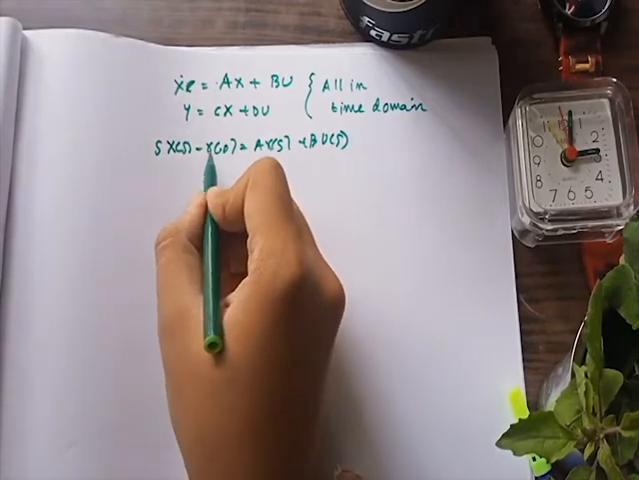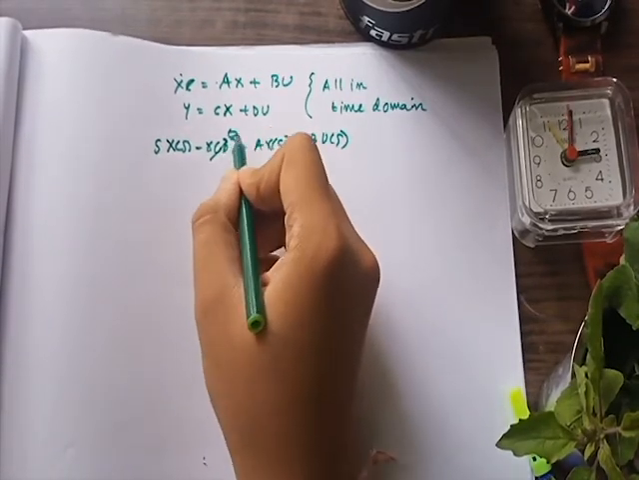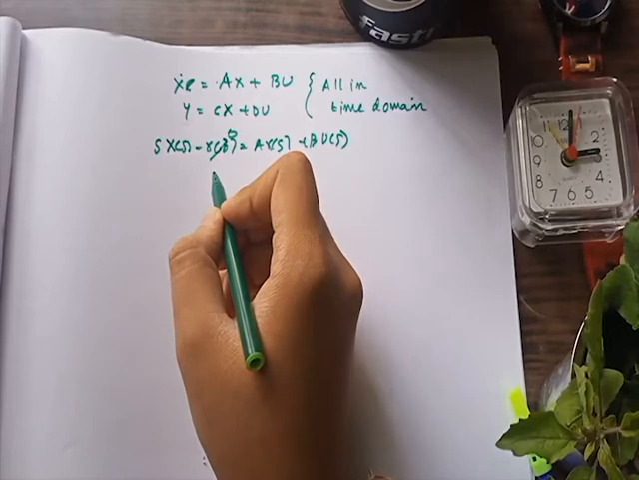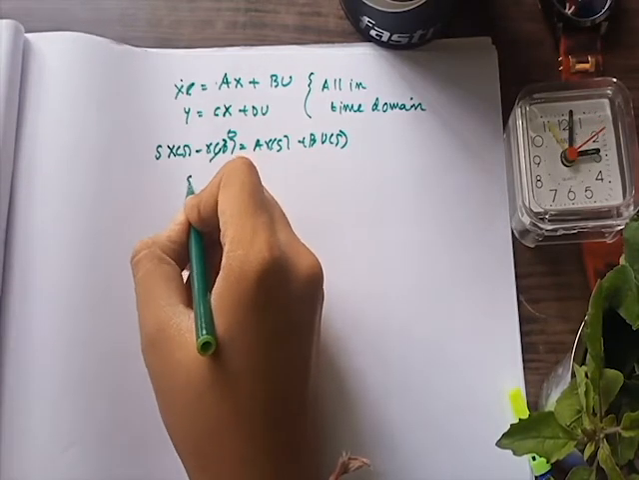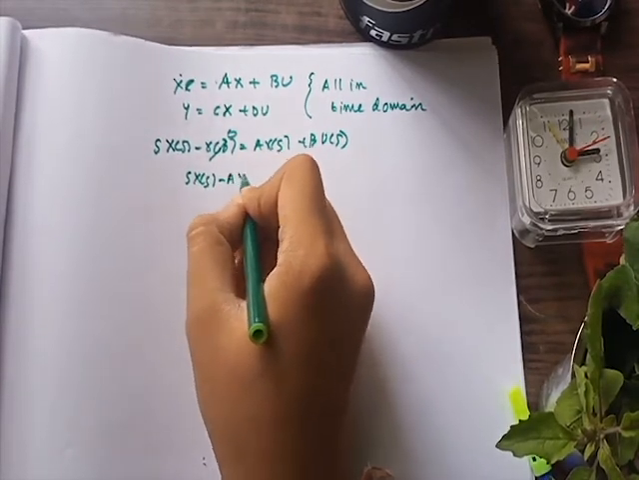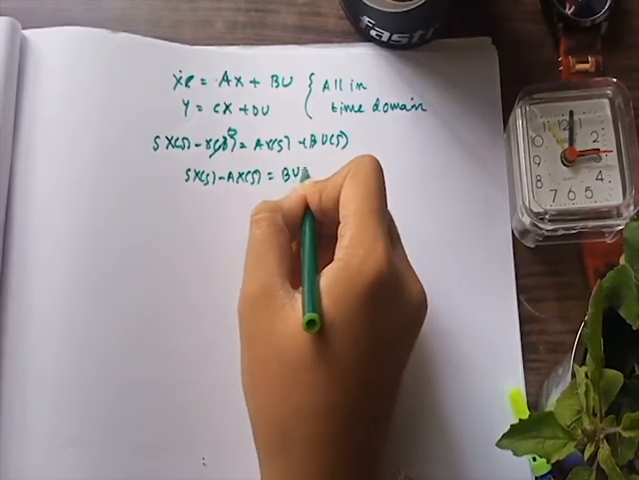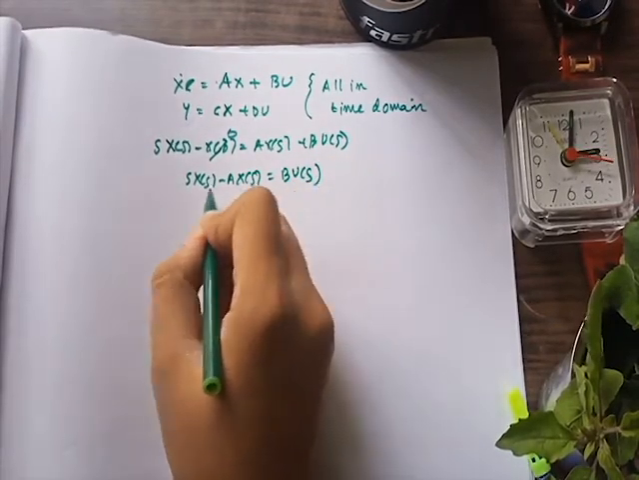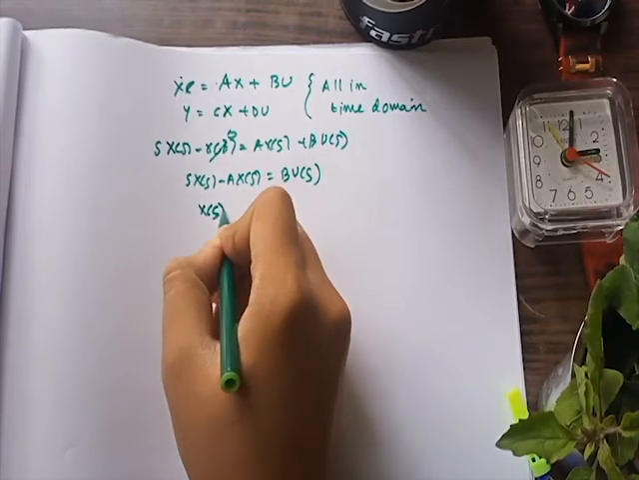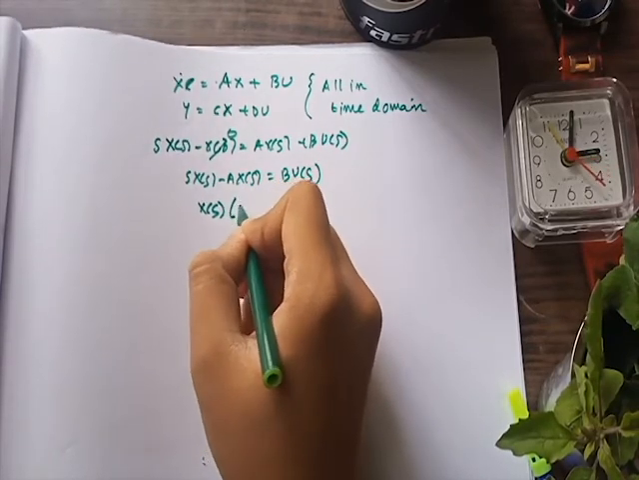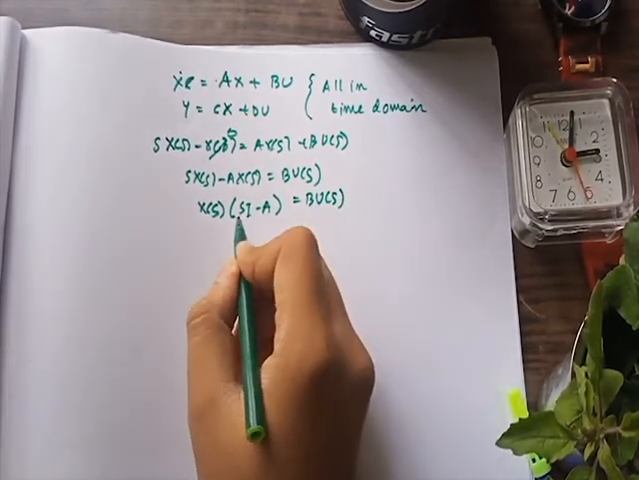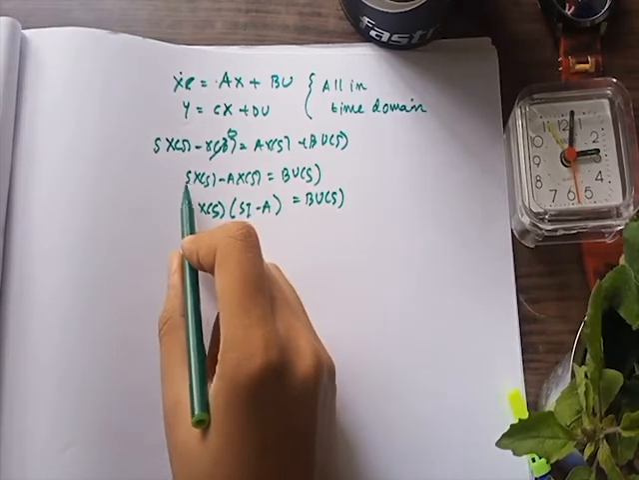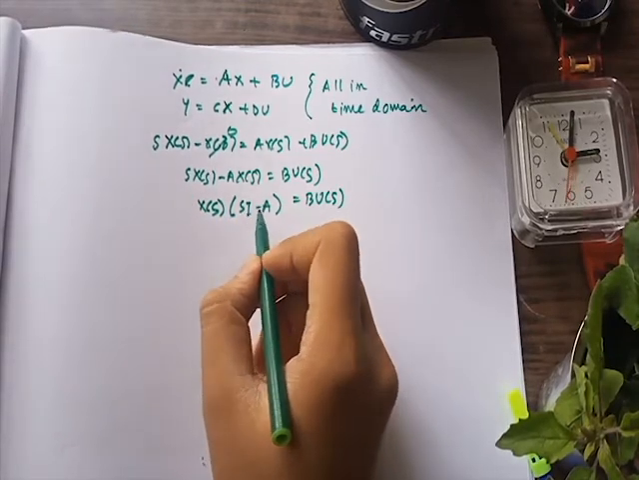This x0 will be 0, because while deriving the transfer function we consider all the initial states to be 0. If we take A times x of s to the left hand side, we will have s times x of s minus A times x of s is equal to B times u of s. If we take x of s common, then we will have x of s into (sI minus A) is equal to B times u of s. Why sI? Because these are all matrices, and I is the identity matrix.